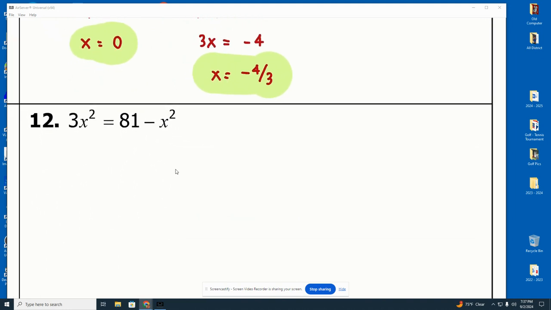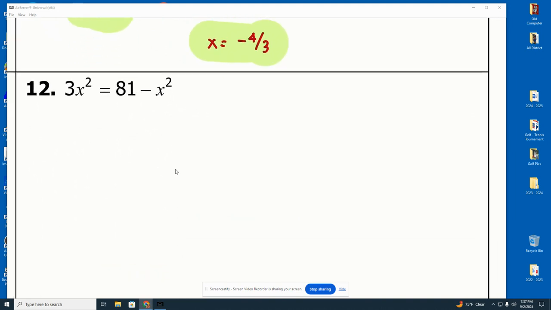Again, I'm going to get everything on one side. So that's going to require me adding the x squared to the 3x squared. But then don't forget, this 81 also needs to come over. So we're just going to subtract 81. So here's what it leaves me with. 3x squared plus 1x squared is 4x squared. And then, of course, minus 81.